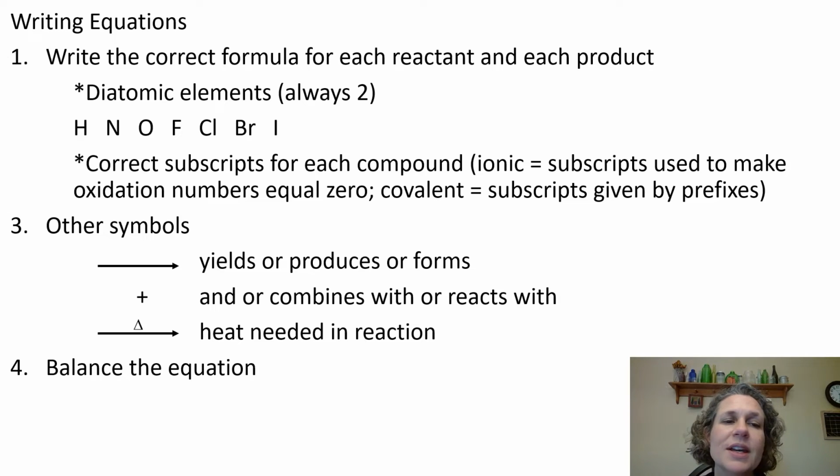Okay, so now what if you need to write the equation? What if you are given the words, but you need to write it in that shorthand form? There are 3 basic steps to doing that. And so first you want to write the correct formula for each reactant and each product. So remember, if it's a diatomic element, one of the Brinkelhoffs, that's automatically 2 something. So if I said oxygen reacts with, for oxygen, you would put O2.